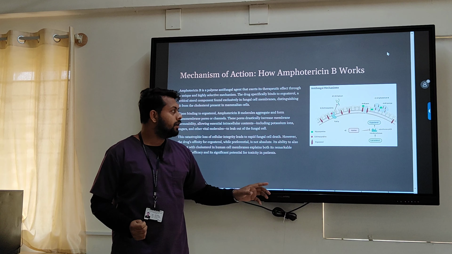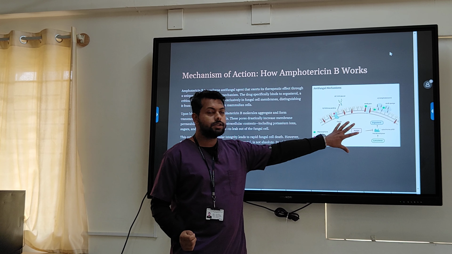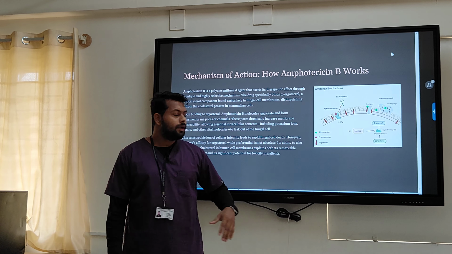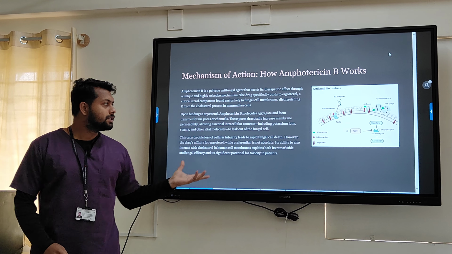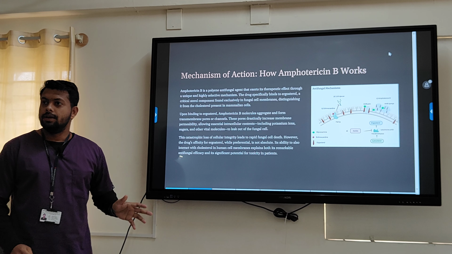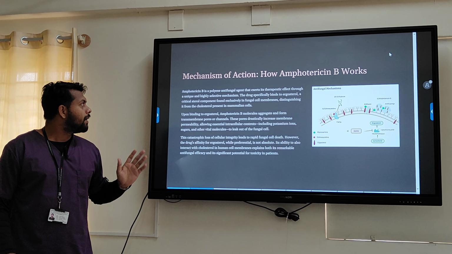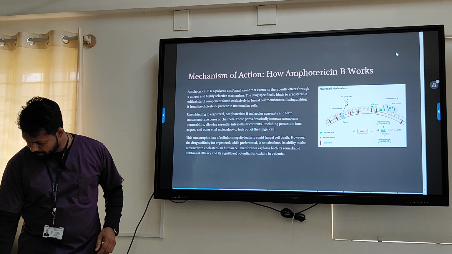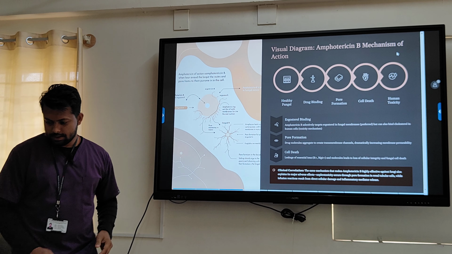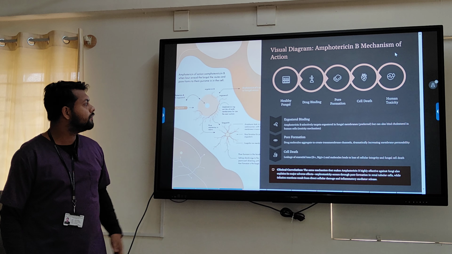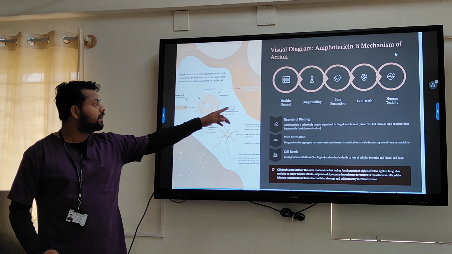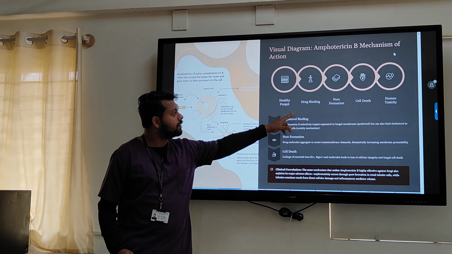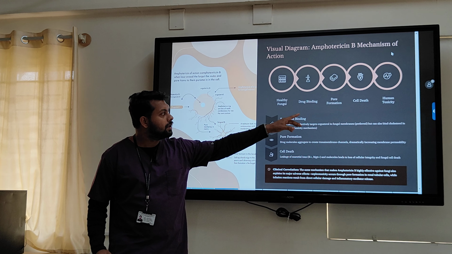Once the pore is made, whatever fluid is there in the cytosol will efflux out, meaning it will go out from the cell and the cell will die. So this is the main mechanism of amphotericin B. Now we can see the visual representation: a healthy fungal cell, then the drug binds, pore formation, and cell death.